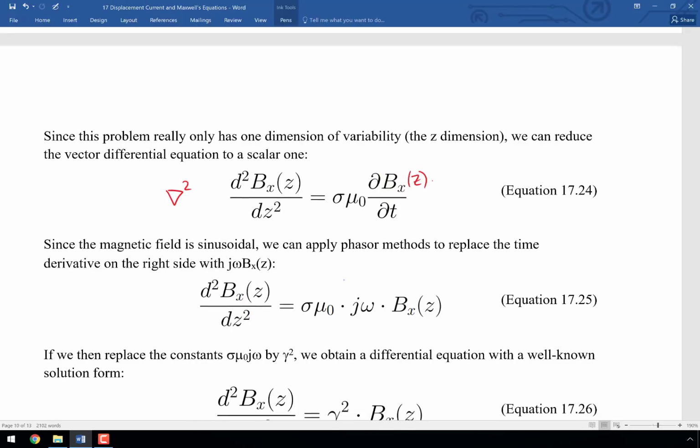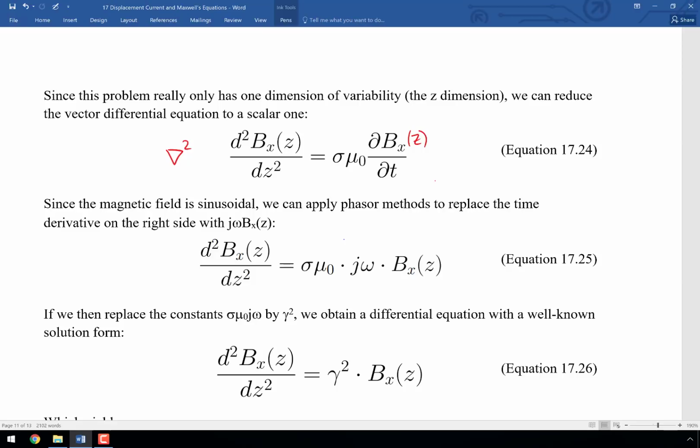Since the magnetic field is sinusoidal, anytime you have a sinusoidal excitation of a system, you can apply phasor methods. The most valuable thing we get from phasors is the ability to replace time derivatives. Notice that that's a time derivative right there. We can replace that with j omega B sub x of z. Now, if you're not an electrical or computer engineer, this j is probably troubling to you. Just remember that it's the square root of -1, which other people call i, but we have another use for i, so we use j instead.